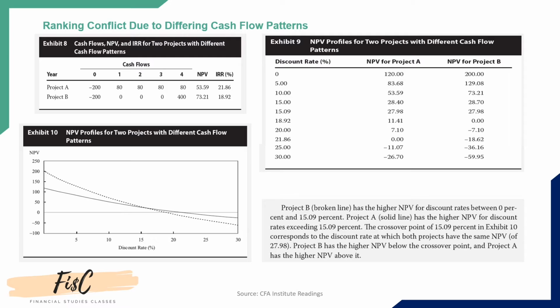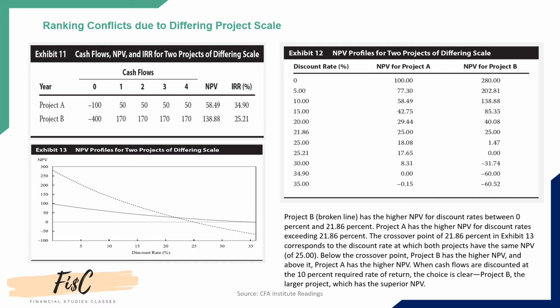So this is an example of ranking conflict due to different cash flow patterns for the same investment. Now we will see another conflict. Here we see that the size of the project is different. Project A has an initial investment of 100, whereas project B has an initial investment of 400. Here also you can see that the NPV of project B is higher, but the IRR of project A is higher.